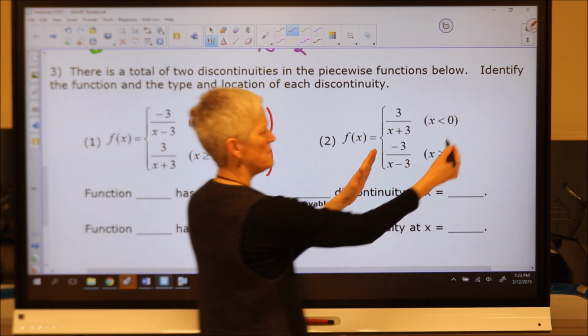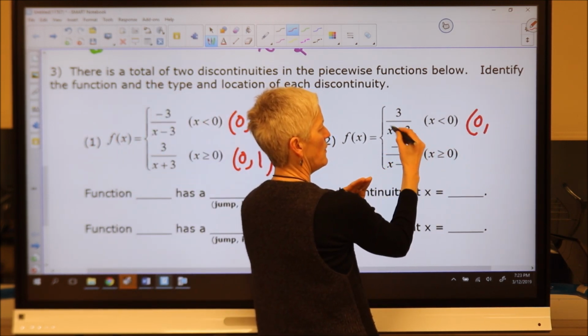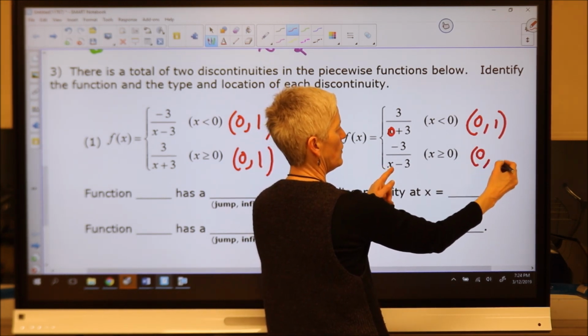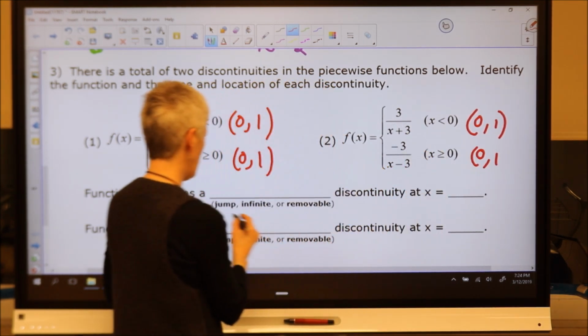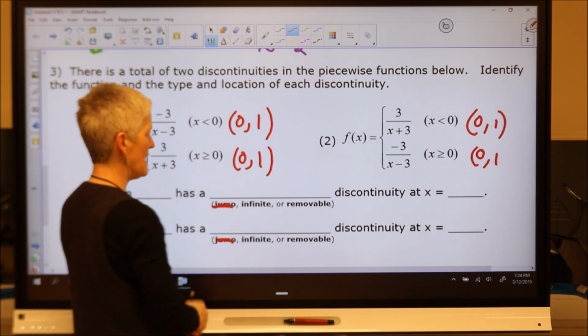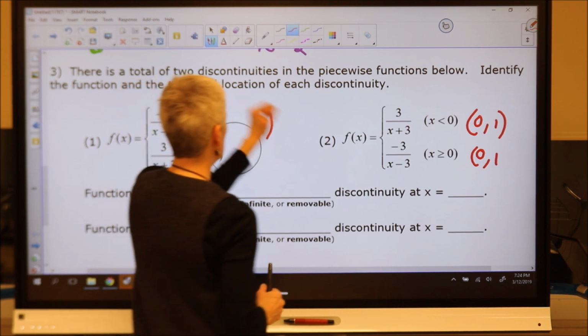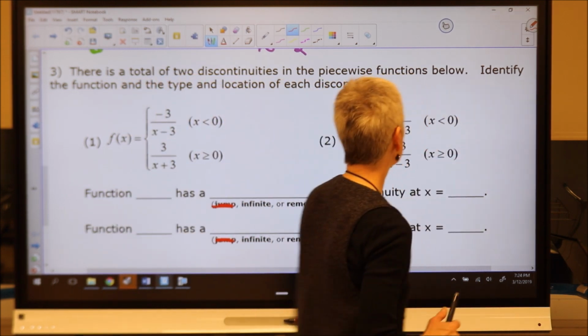Let's look over here. Isn't it going to be the same? Let's see. When I plug in a 0, 1. No jump. Okay, so I'm going to just get rid of my jump option. There's no jump in either one of these. Okay? So far, so good.